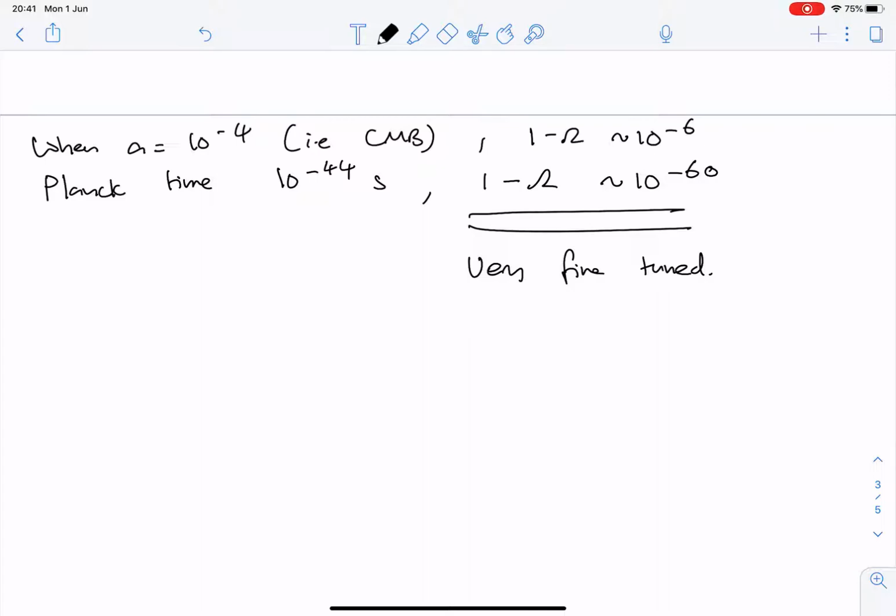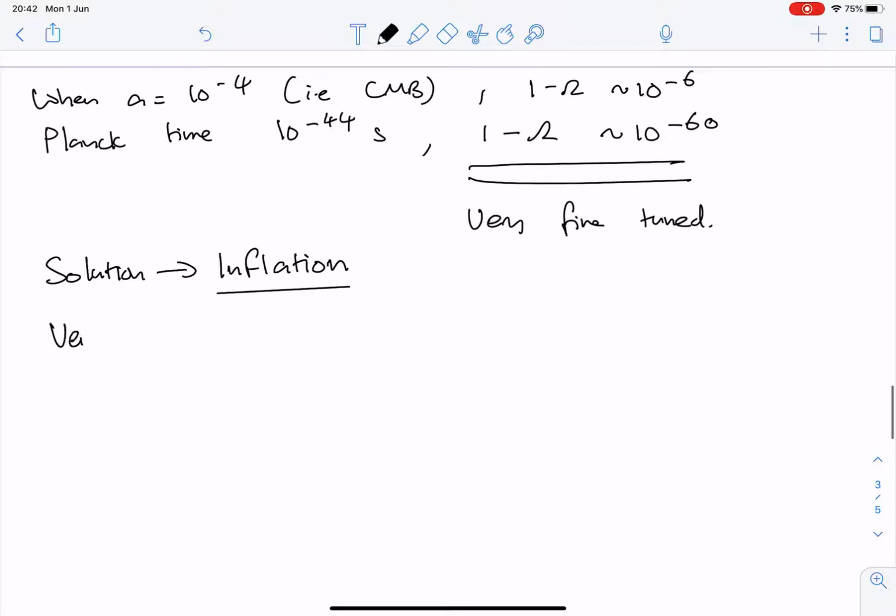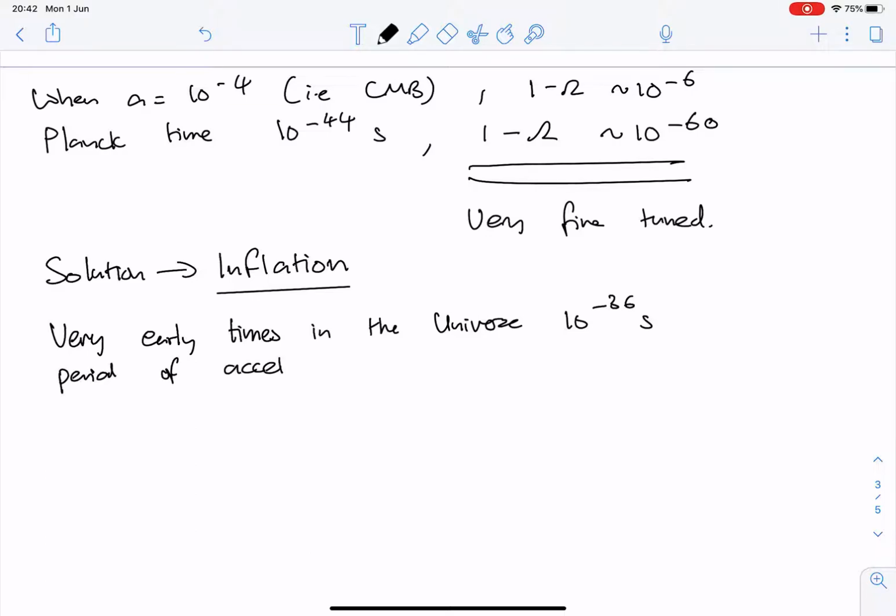All of these things are going to be solved by one process. And that process is called inflation. Not to be confused with the sort of inflation that makes your money worth less year on year, but a different kind of inflation. And the idea is, at very early times in the universe, and here I'm actually talking about 10 to the minus 40 seconds or so, I'll be a little bit more precise, and I'll say 10 to the minus 36 seconds, you have a period of accelerated expansion.